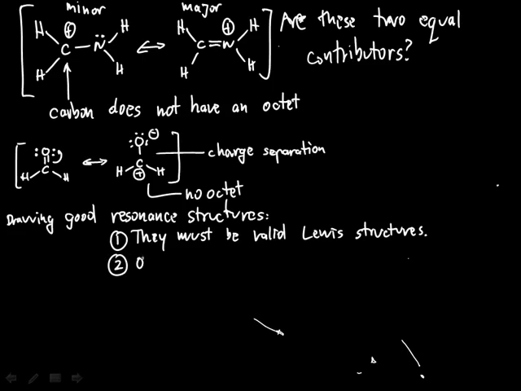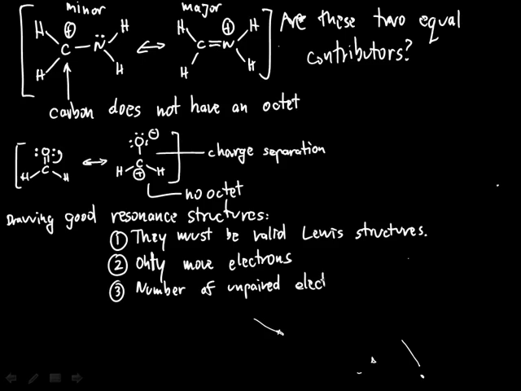The second rule is only move electrons. You notice that in all the resonance structures that we drew, electrons were moving, nuclei stayed in their places. And if your nuclei move, then you no longer have the same molecule, and so you cannot talk about resonance structures anymore. The third rule that we did not encounter, but it is important, is that the number of unpaired electrons must remain the same.